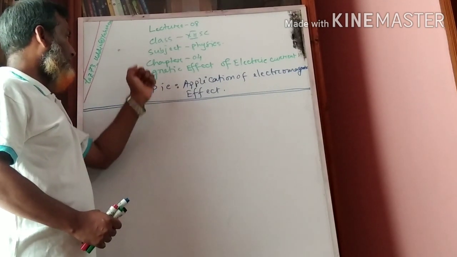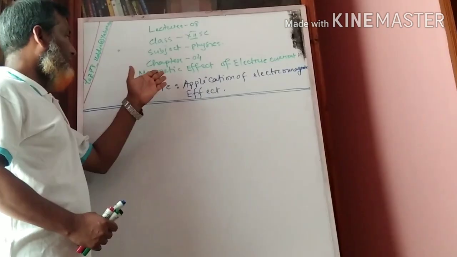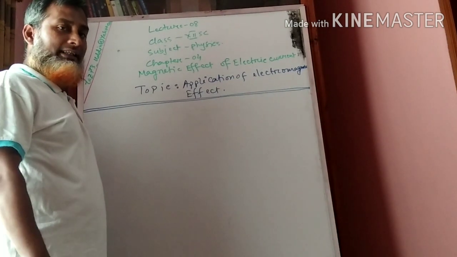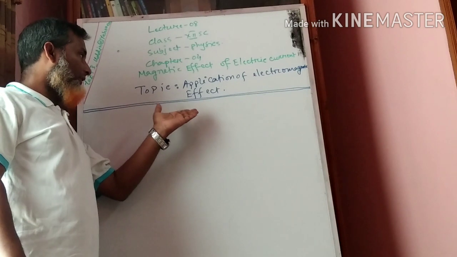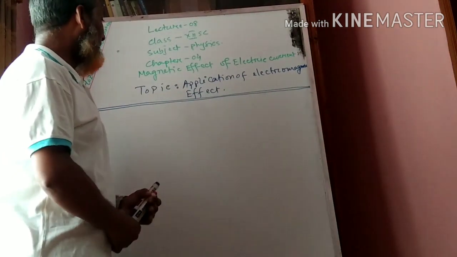Today I'm going to start lecture 8 for class 12. We'll discuss the subject physics, and our chapter is magnetic effect of electric current. It is the continuation of the previous lecture, and today our topic is application of electromagnetic effect in our practical life.